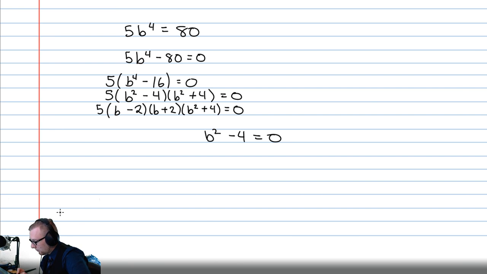So I just want to make sure. b squared equals 4, because you add it, and then you square root both sides. So b equals plus or minus 2. Plus or negative. Does that make sense?